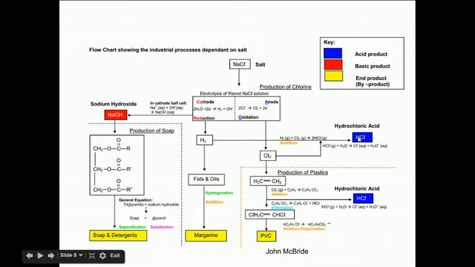It's pool acid. And just using the chlorine and reacting it with different things like ethene, hydrocarbons, we can make plastics. Hydrogenating fats and oils, we can get margarine. So this is a very nice concept map, and you would use this in your teaching to show how salt becomes a whole lot of other things. Or you could get the learners to make one.